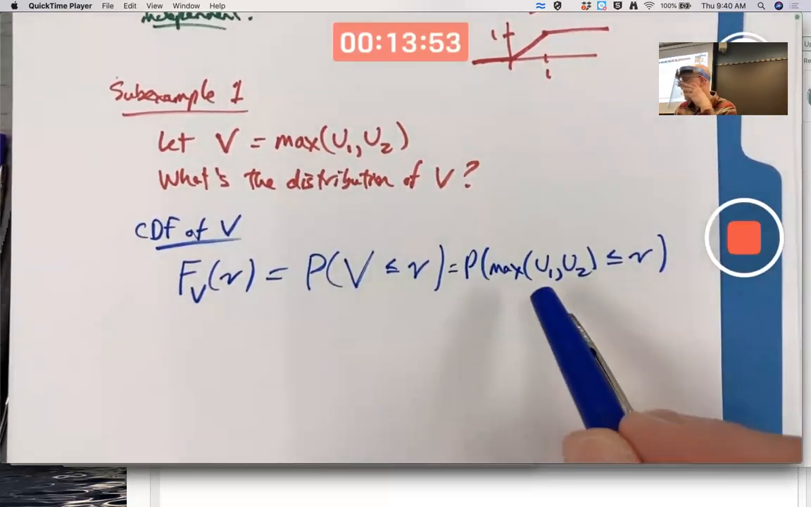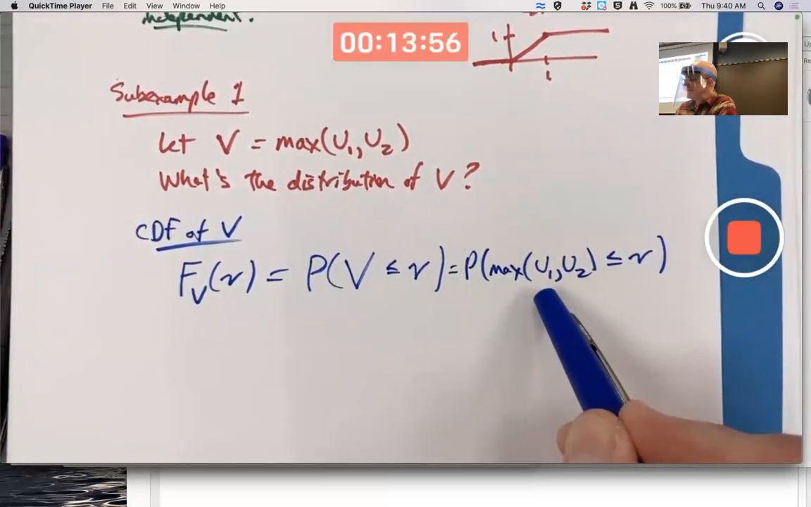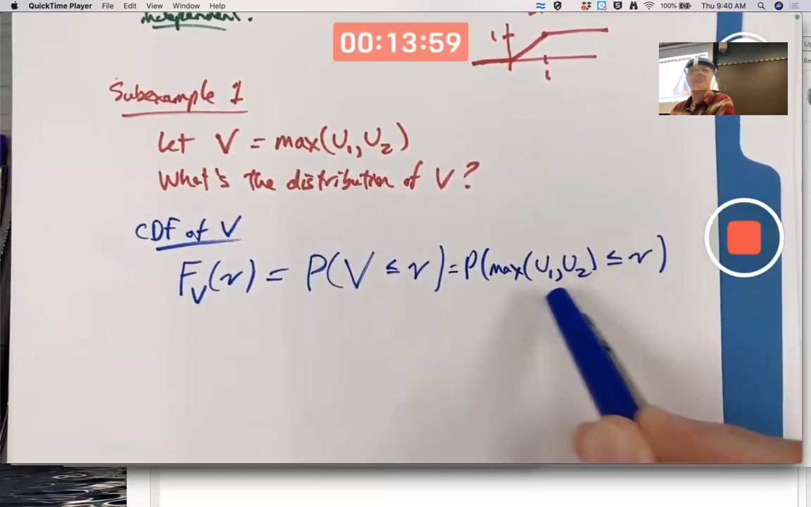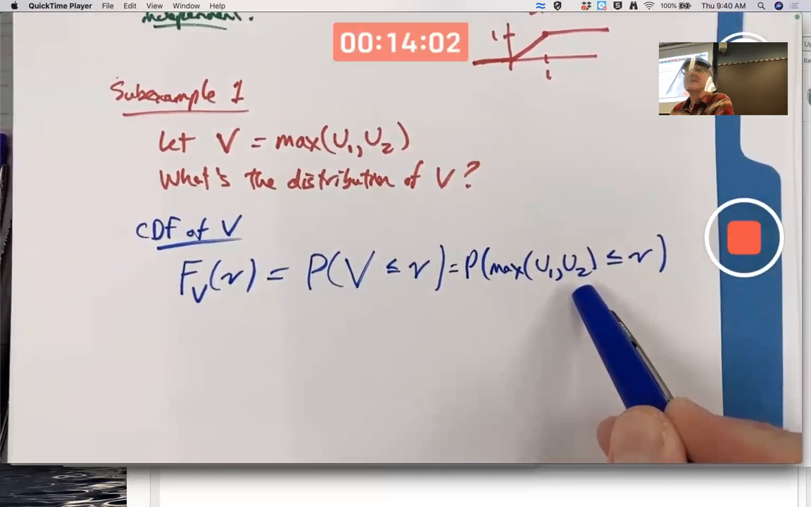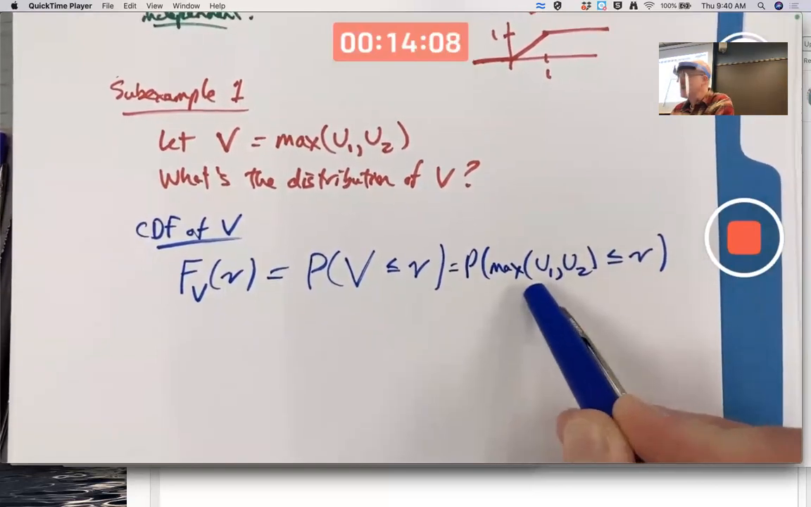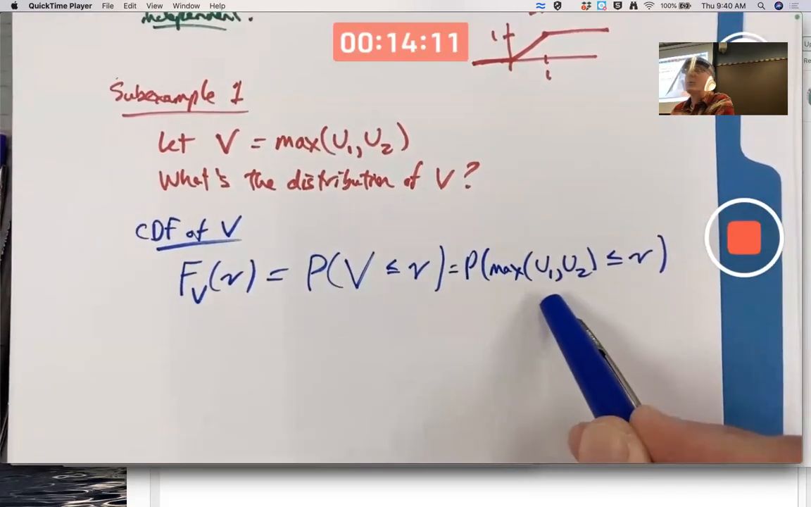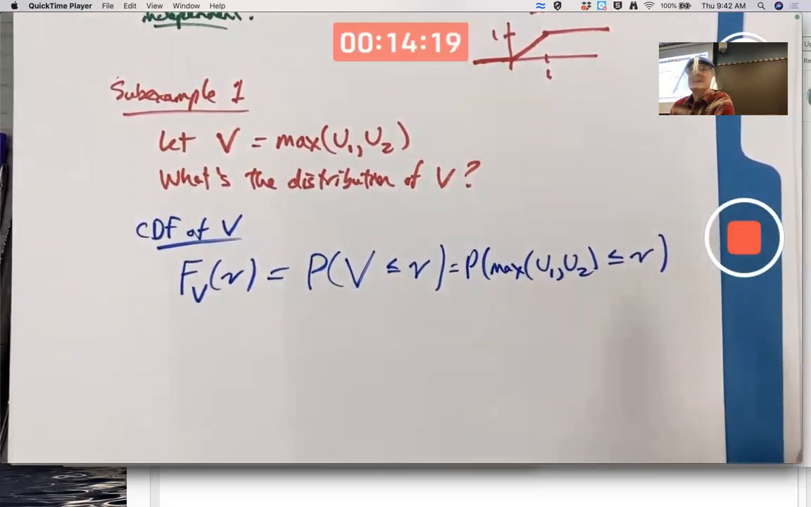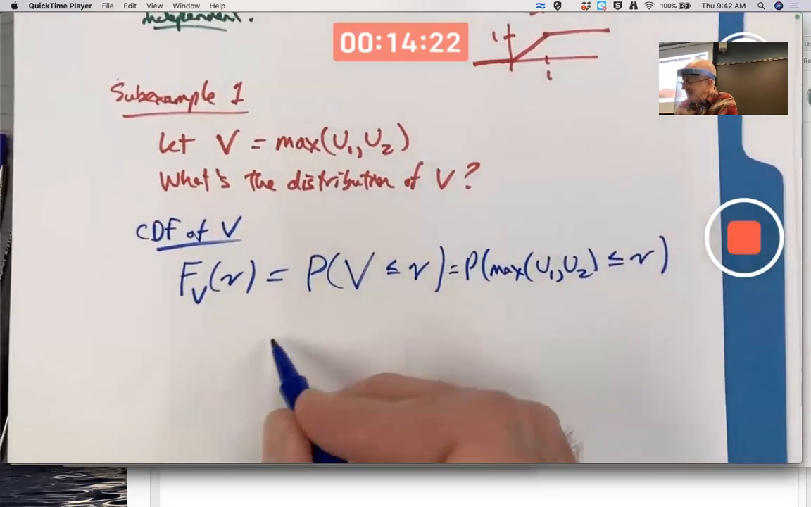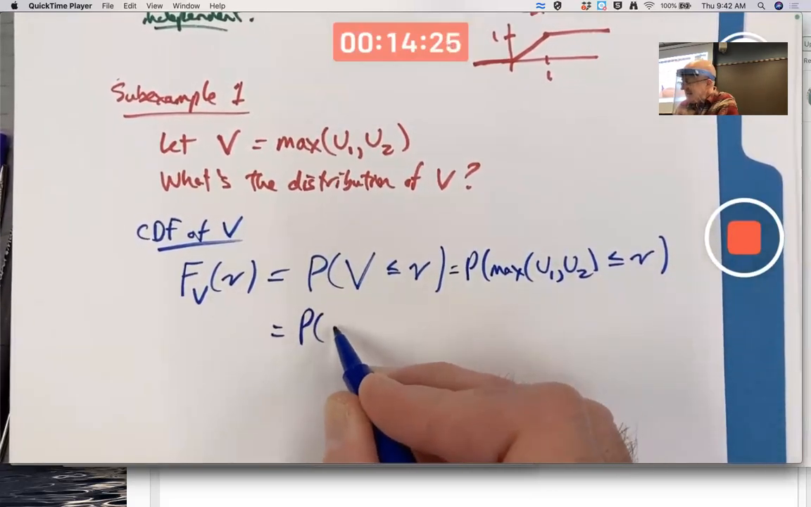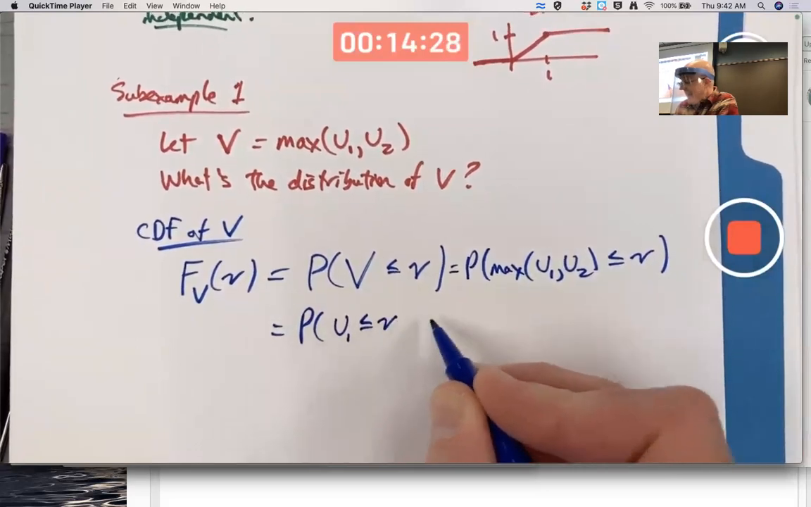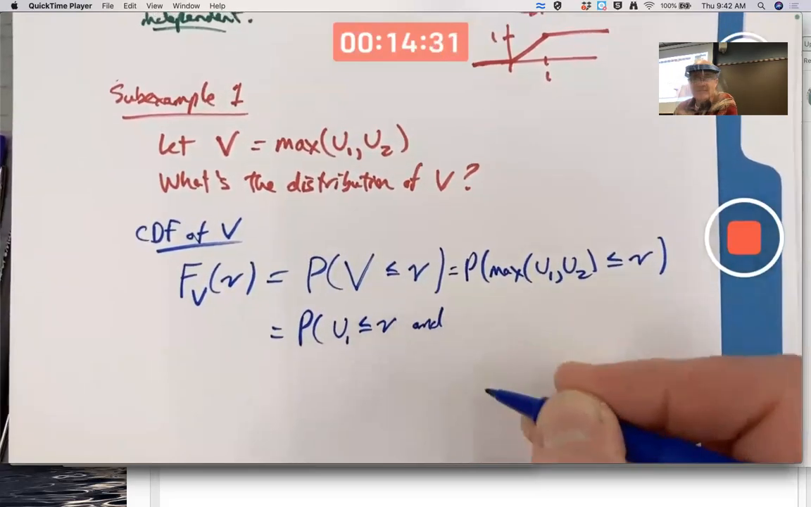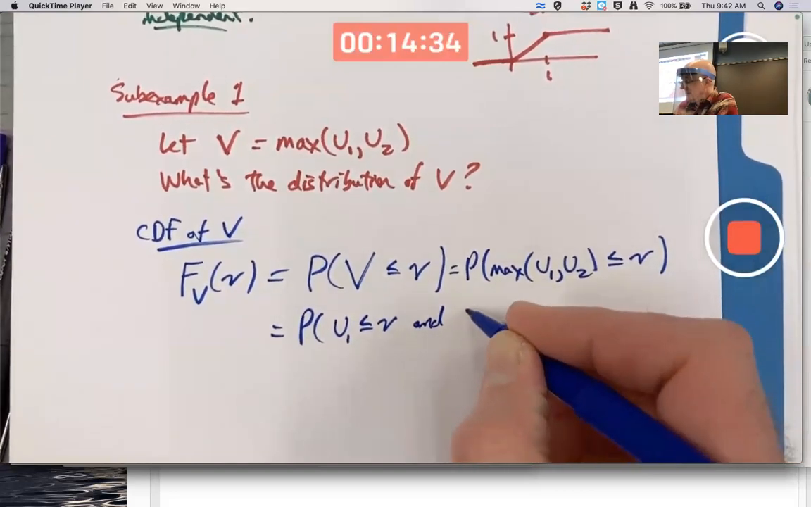Ask yourself, what would it mean if the bigger of two quantities was less than or equal to some other quantity? What could you say about both quantities? If U1 and U2 are such that their maximum is less than or equal to V, what could you say about both U1 and U2? If the bigger is less than V, they're both less than V. I could rewrite this fact as saying U1 is less than or equal to V, and I'll go ahead and put the word and in there. Maybe I should put intersect. U2 is less than or equal to V.